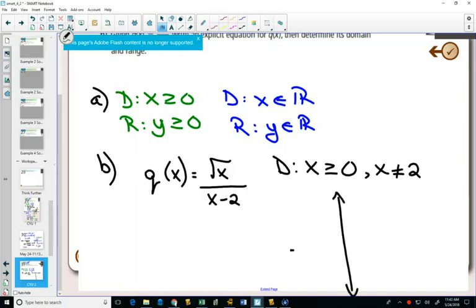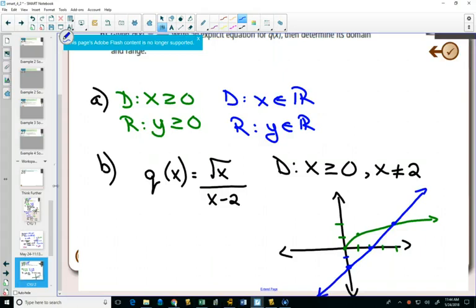So here I'm going to draw my original green graph, which was my square root graph. So all of those things in the transformations unit, you have to know how to graph your parent graphs really quickly. And my line x minus 2 should have a y-intercept of minus 2. So what I've done is I've drawn my two graphs. And now I'm going to take my green graph and divide it by my blue graph. And I'm going to draw that final graph in purple.